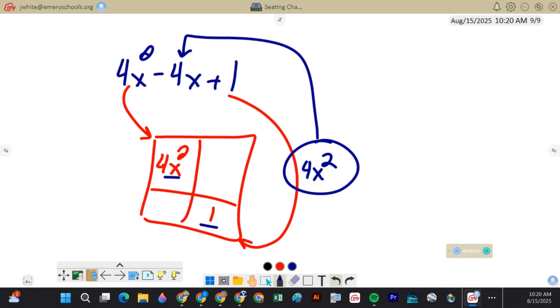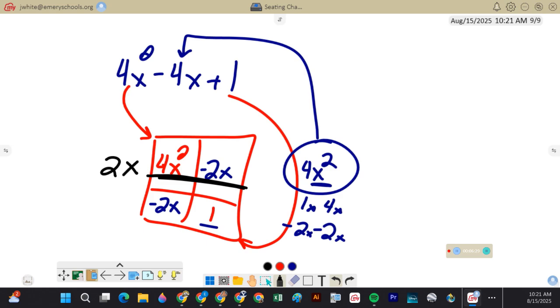So my options are 1 and 4 or 2 and 2. And because it's x squared, they have to have an x in there as well. Can I create a negative 2 or a negative 4 using those? Negative 2x and negative 2x. So negative 2x and negative 2x. Now here's the tricky part. What do these share?